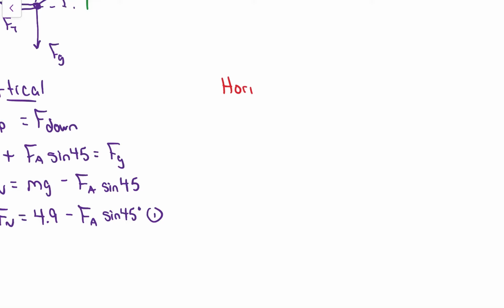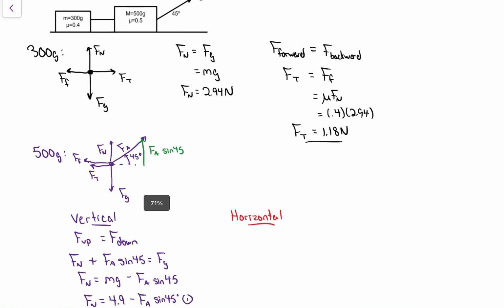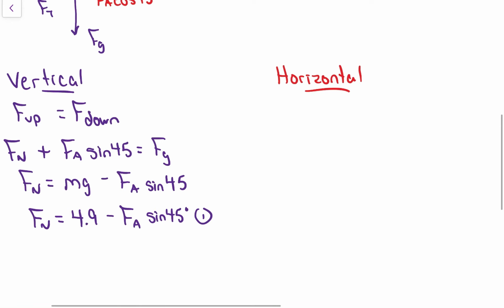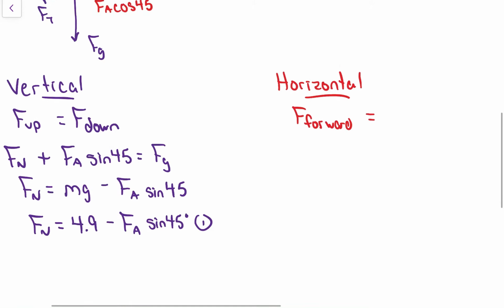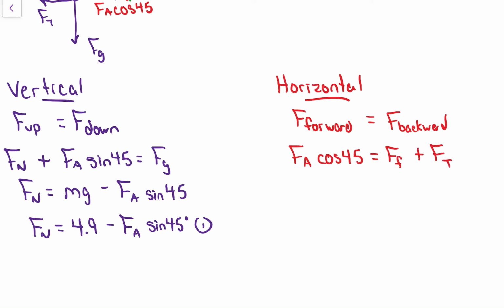And I'll switch colors. In the horizontal, I kind of have a tug of war, but in this question it was going at a constant speed. So when I look at my free body diagram, make it a little bit bigger. I've got one forward force that's adjacent to the angle, so that's a cosine relationship. And I've got two backwards forces. So kind of like how I said, the F up has to cancel the F down. Well, in this case, or like I said in the last object, the forward force has to completely cancel the backward forces. In this case, there's two. My forward force is FA cos 45. The backward force, there's two of them. Friction plus the tension.